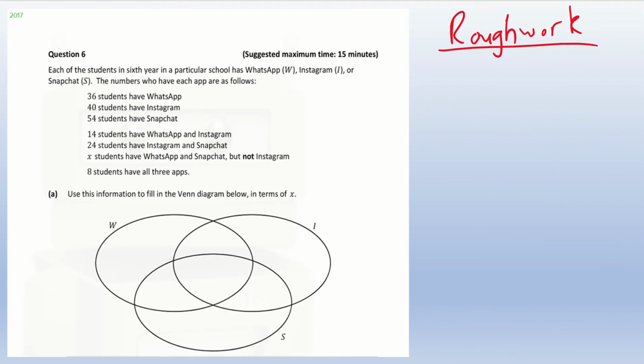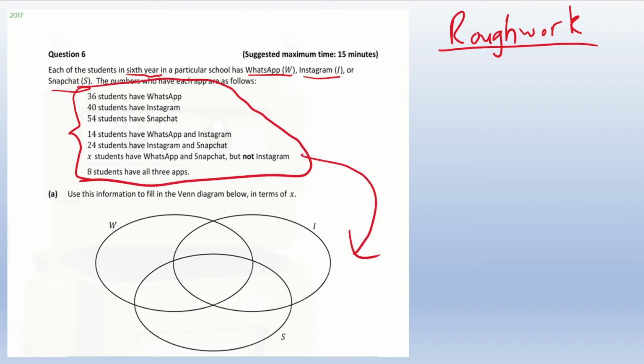In 2017, this question came up, and your job was to try and put all of this information into the empty Venn diagram below. The context of this question is that you had some students in 6th year and they were given a survey on whether they used WhatsApp, Instagram or Snapchat. Some of them used one of the apps, some of them used two of them, and some of them used all three. Your job is to put all of this information into the empty Venn diagram.